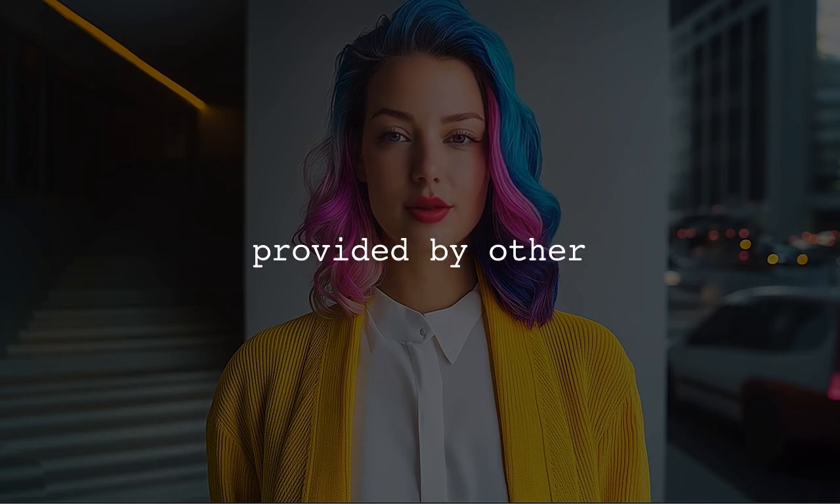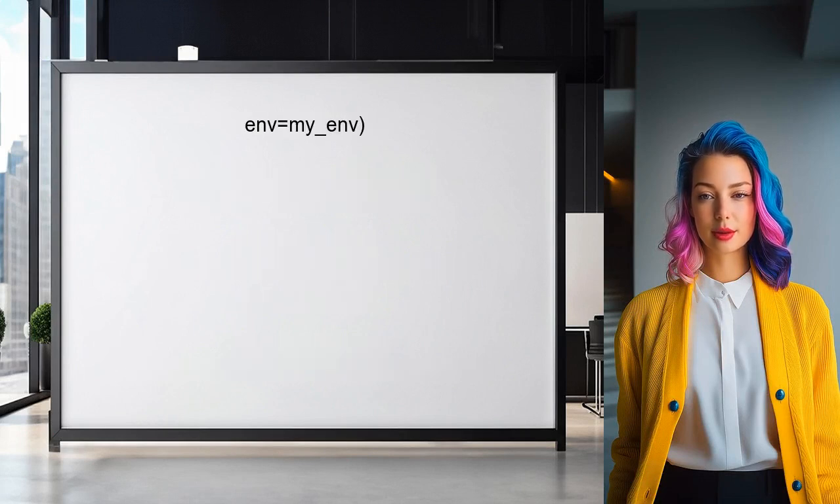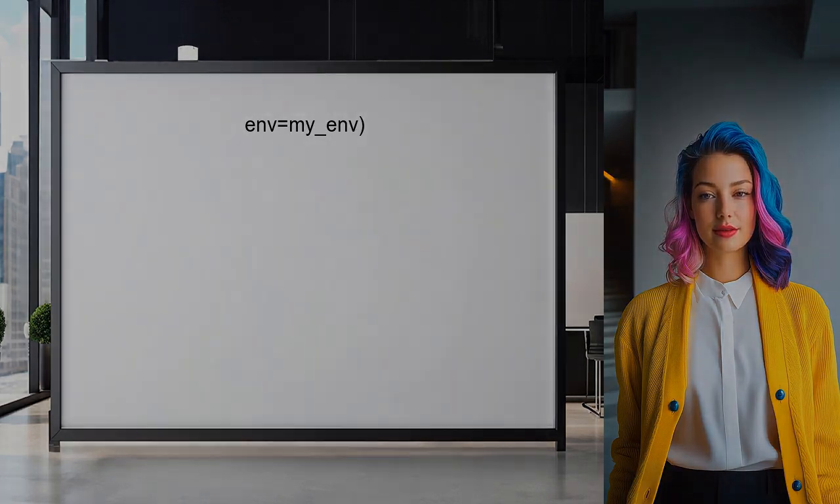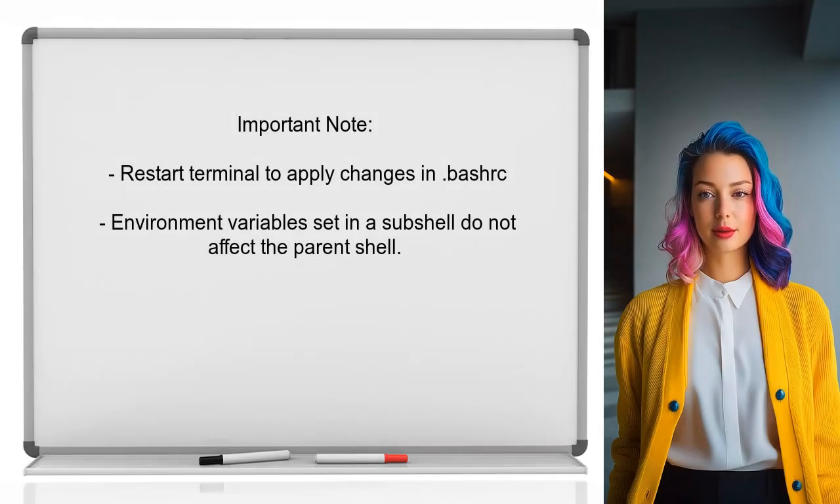Now let's look at the answers provided by other users. An alternative solution provided by a user involves setting up the environment in Python before executing the bash script. They suggest copying the current environment variables and modifying the path to include necessary directories. The user also highlights that if you add new variables or aliases to your bashrc file, you must restart your terminal for those changes to take effect in the environment.